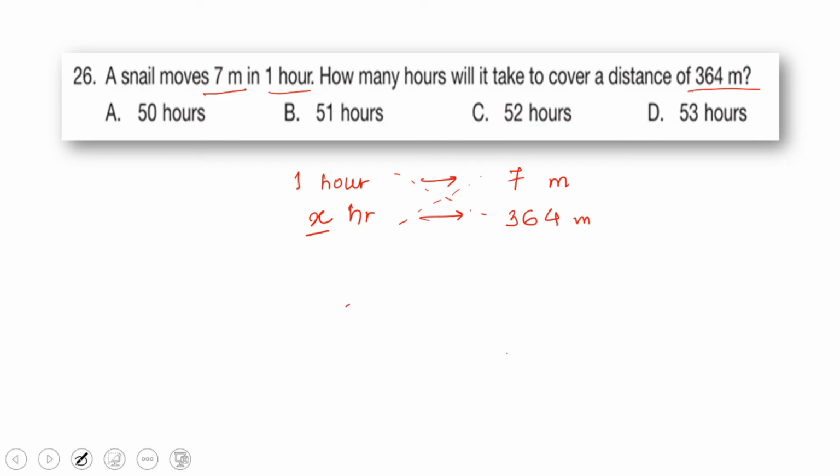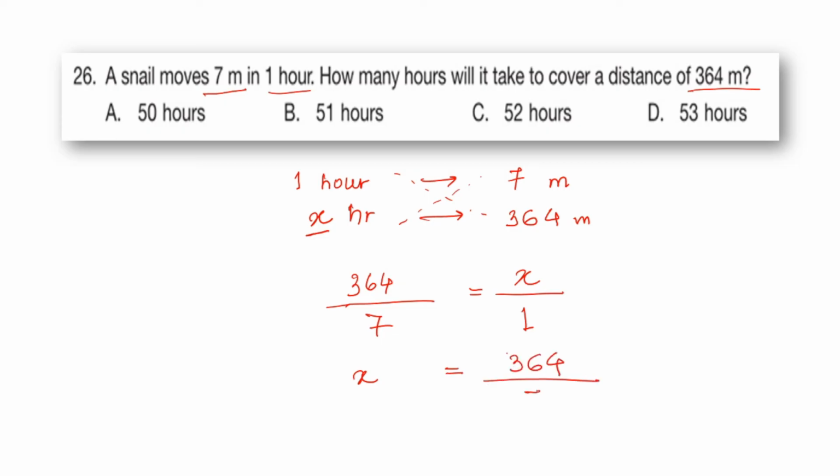So this can be written as 364, this comes here and 7 comes down, divided by 7 is equal to x comes here and 1 comes here. Now anything divided by 1 is the number itself. So what you need to find is x is equal to 364 divided by 7. So let's do it in our traditional method. So here I have 364 and 7. Now 3 is less than 7, so we'll consider the first two digits.